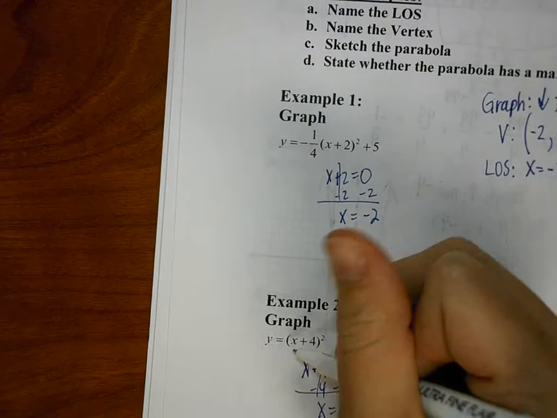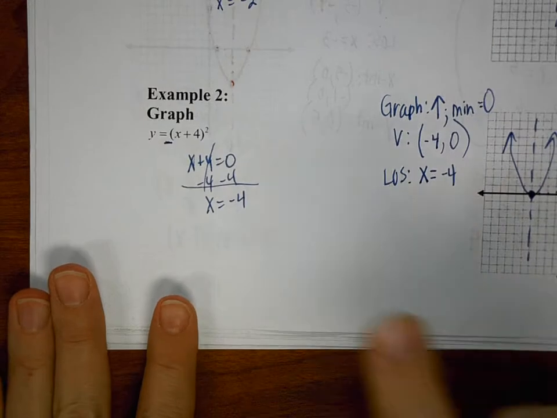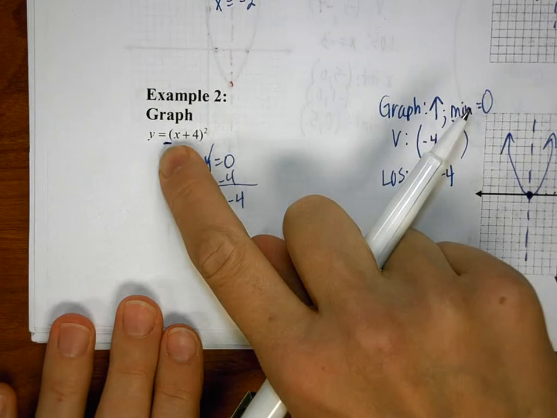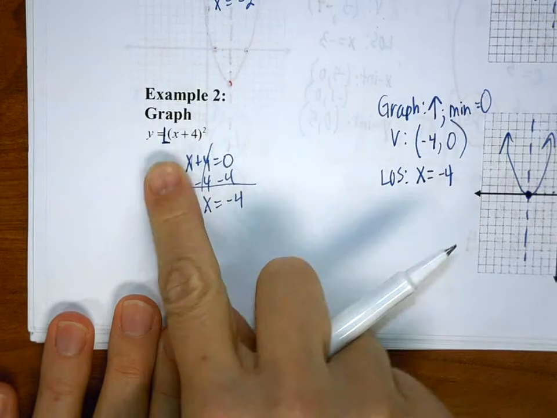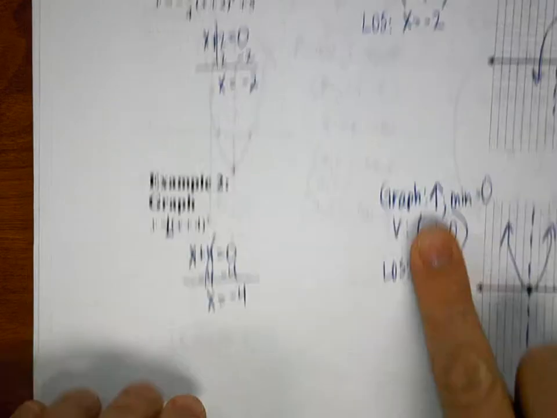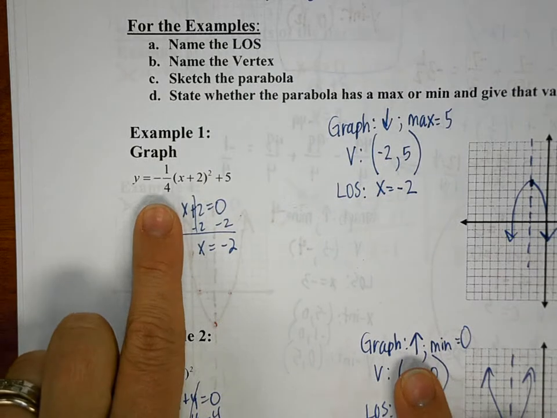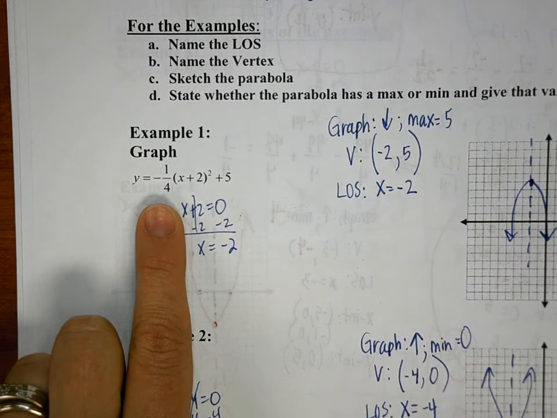You're always looking in the front, okay? See here on example 2 how there is no number in front. That means there's really a positive 1. So since there's a positive 1 there, your graph is going up because it's positive. If you look back on example 1, see how it's a -1/4? It's going down because there's a negative number. Other questions?